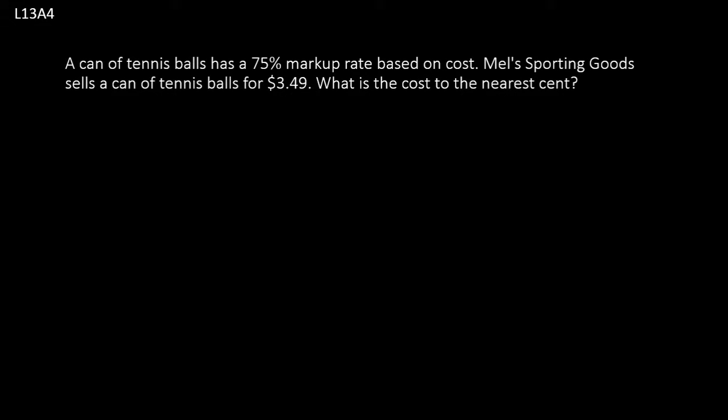A can of tennis balls has a 75% markup rate based on cost. Mel Sporting Goods sells a can of tennis balls for $3.49. What's the cost to the nearest cent? Okay, so they're asking us to solve for cost.